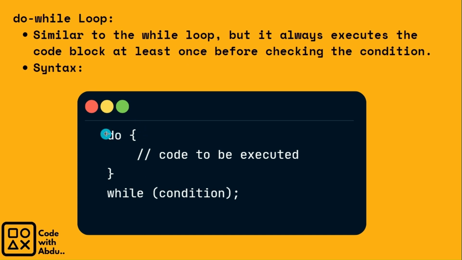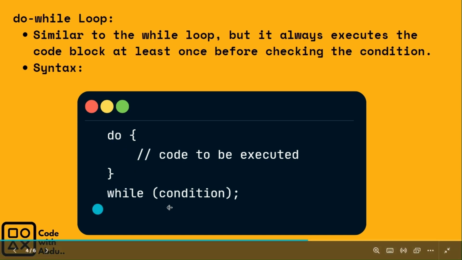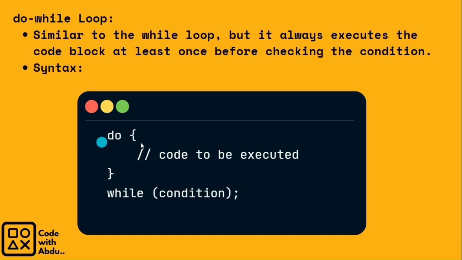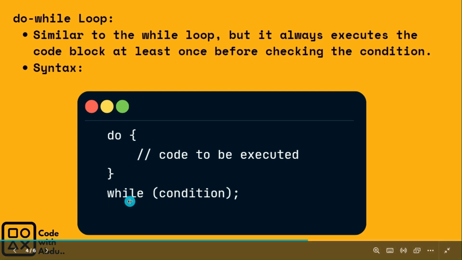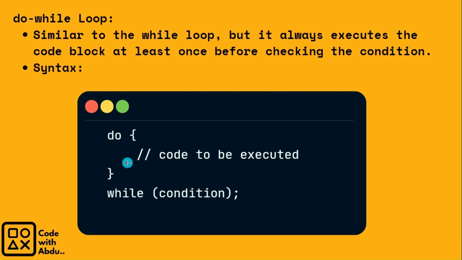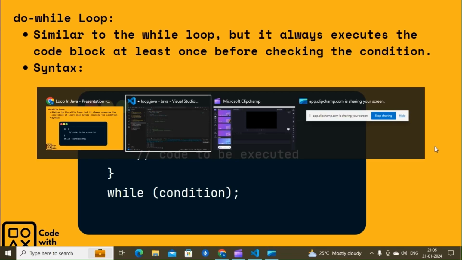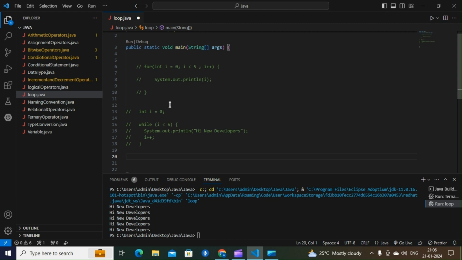The do while loop will execute the code, and after executing it, it will check the condition. In for and while loops, the condition is checked first, and after that it updates. So the do while loop is something else. There is a difference between while and do while loop: a do while loop runs at least once, meaning the code will be executed at least once. Now we're going to look at the syntax.